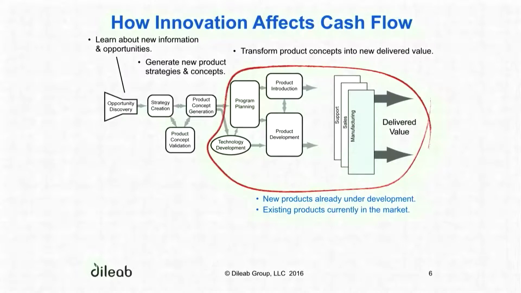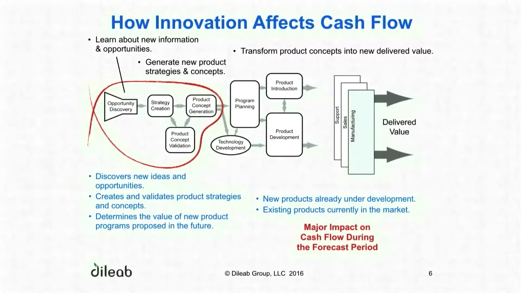These activities, for instance, are all involved with either new products that are already in the development pipeline or existing products that are already in the market. They will thus have the dominant influence on cash flow during a firm's forecast period.